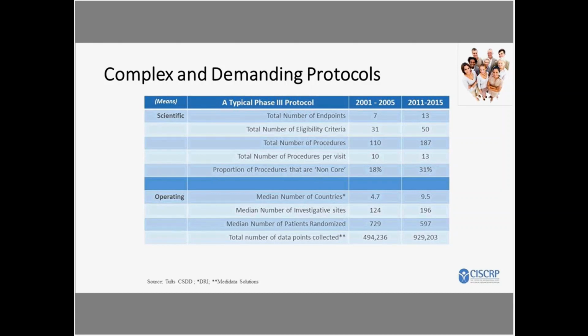Total number of eligibility criteria on average is now around 50 inclusion and exclusion criteria. We also see increases in the number of investigative sites that are engaged or participating in a trial, each being asked to recruit a smaller number of patients. All of these critical variables that help define protocol complexity have been increasing. Complexity is associated with so many operating challenges.